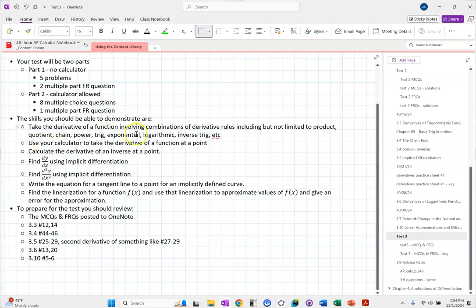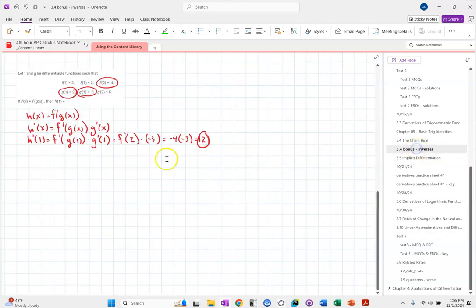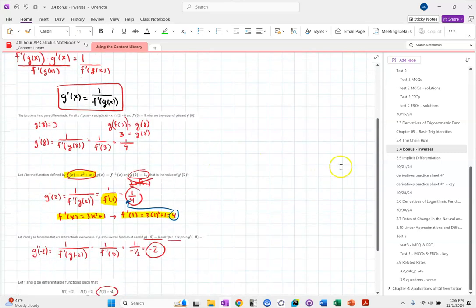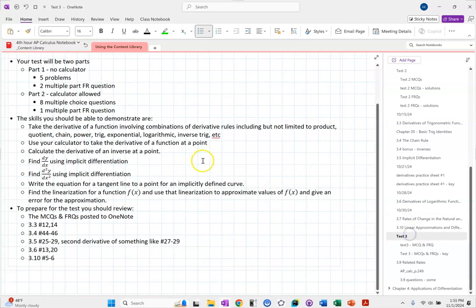You should be able to use your calculator to take the derivative of a function at a point. I think we showed you guys how to do that a couple of different ways on the calculator last time. You should be able to calculate the derivative of an inverse at a point. That was the 3-4 bonus. We looked at doing some of that. I had some bonus questions in here. If you look at the review multiple choices, there's several in there also.